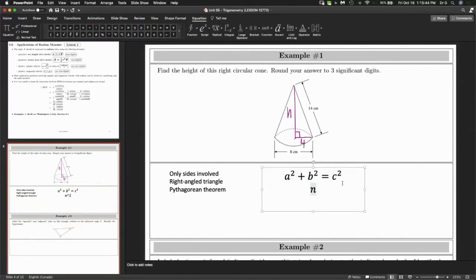We have h squared plus 4 squared equals 14 squared.